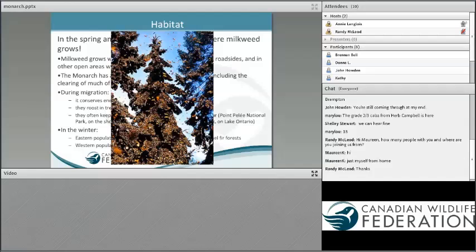So that's an example of how it looks in their wintering areas in Mexico, the Oyamel fir forest. So basically, the monarchs cover the trees like that, and it's pretty neat. They look like leaves, like orange leaves on the fir trees.